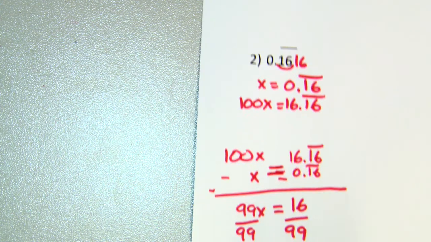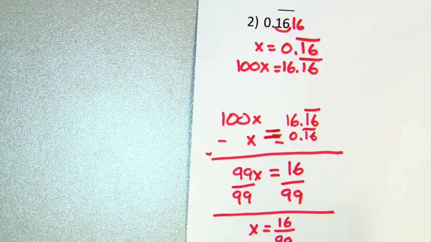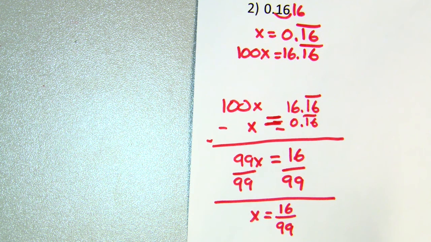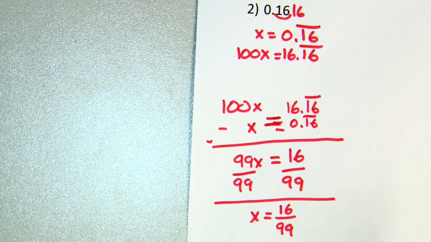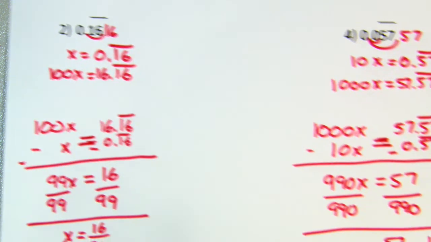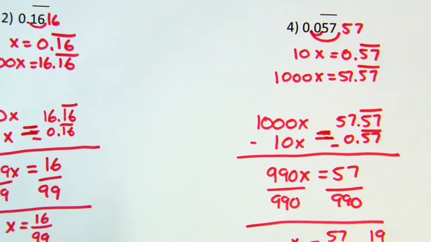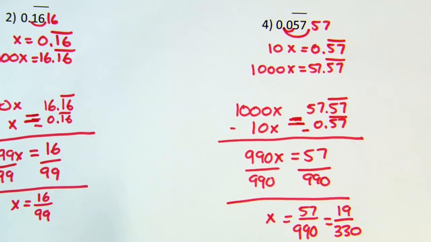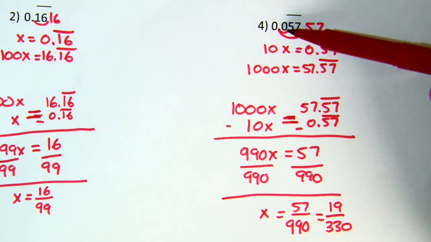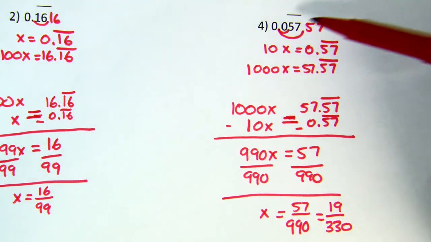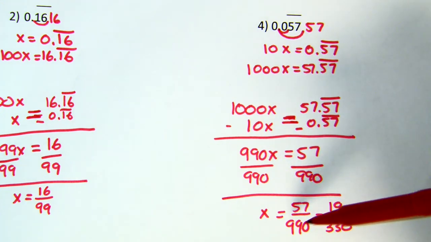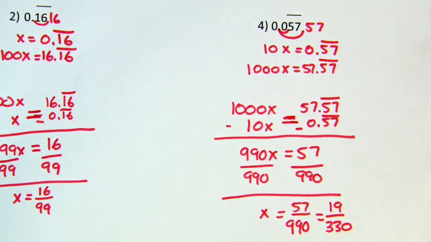For 0.16 with the 16 repeating, you should have done an x and a 100x. Alright, and you should have gotten an answer of 16 over 99. And number 4, alright, you should have done 10x to get the decimal before the 5 7, and then you should have 1000x to get the decimal after it. You should have gotten an answer of 57 over 990, simplified to 19 over 330.